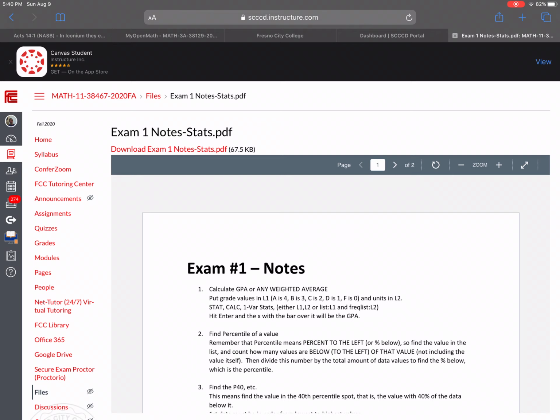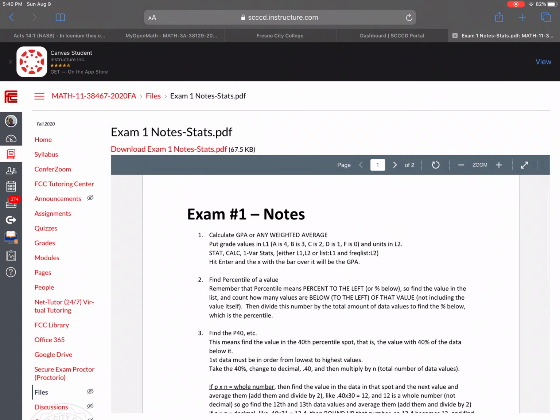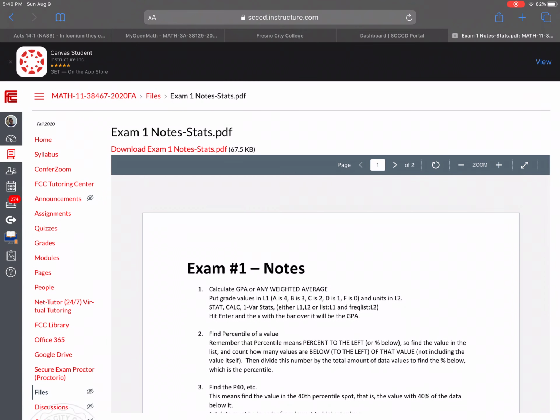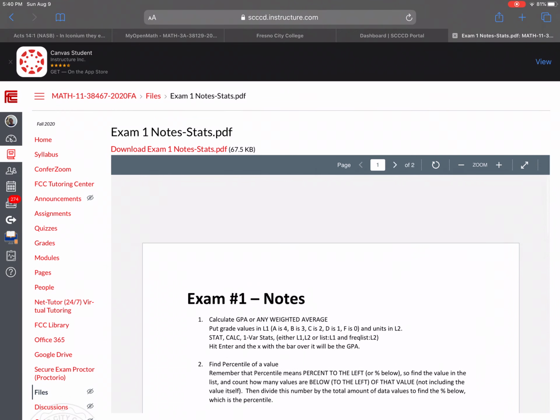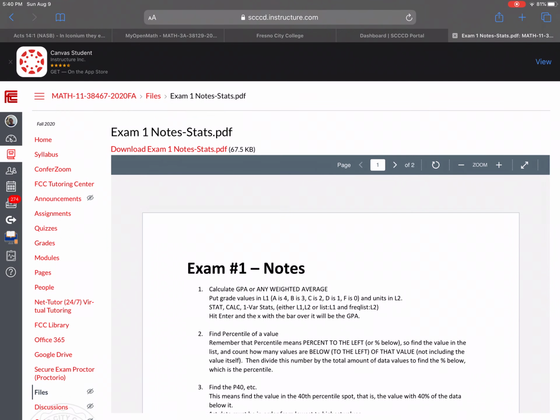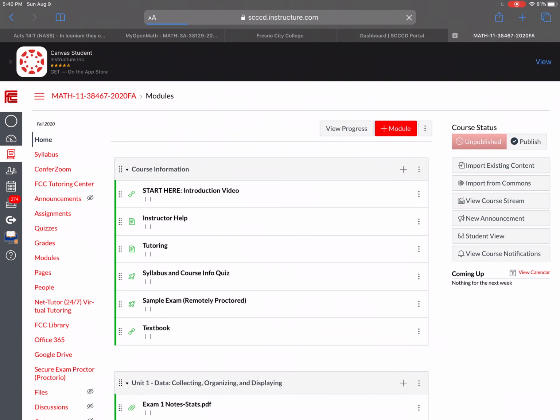You see that red link at the top. These notes, I would print these out right at the start of Unit 1. These are all the notes you need for everything we do in that section. And you can use these notes on the exam as well. So that's one good thing I want to show you real quick.